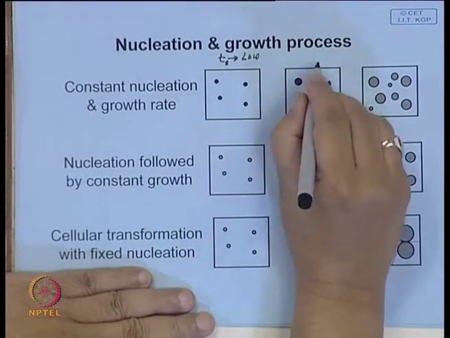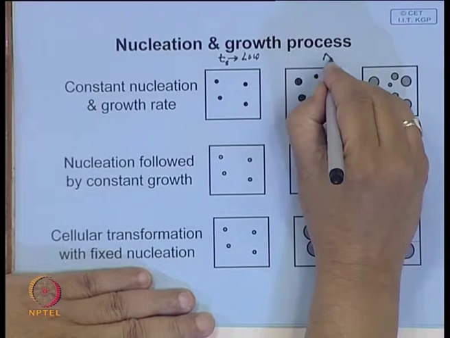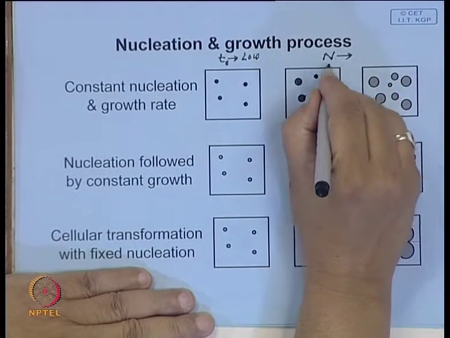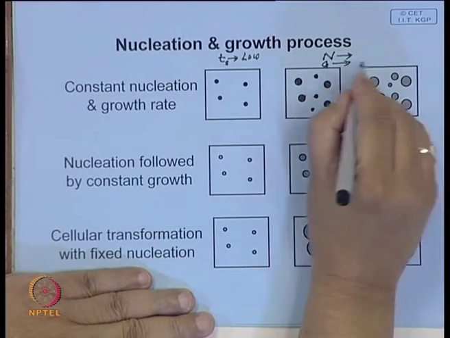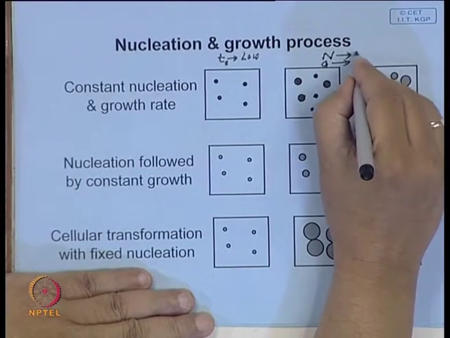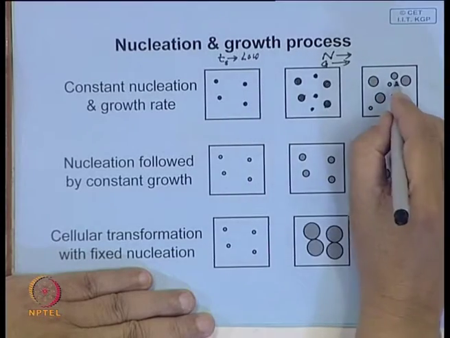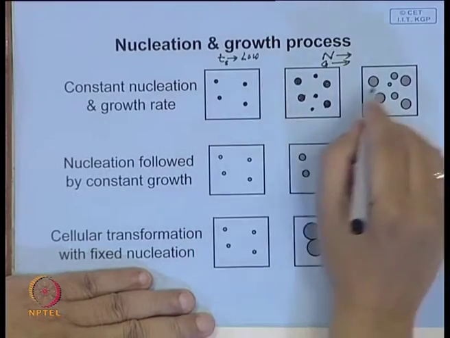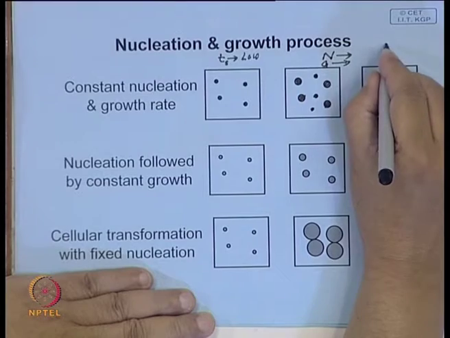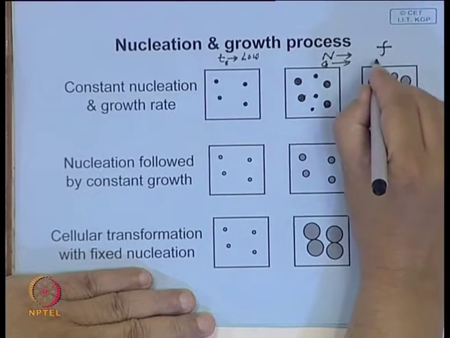So, you have 2 parallel processes taking place, that means you have nucleation, you have growth, and with a very simple assumption, that means constant nucleation rate, constant growth rate, it is possible to find out what is the amount of transformation that has taken place, that is, the fraction transformed.